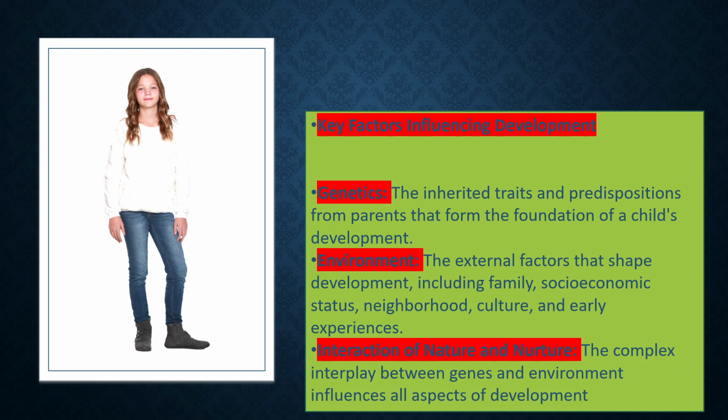Then the interaction of nature and nurture. So see, the complex interplay between genes and environment influences all aspects of development. So what it says is, the complex interplay between genes and environment influences all aspects of development. So you can see here the interplay between what? The two factors, that is genes and environment. Genes and environment are actually the main factors which influence all domains of development, like physical development, cognitive development, emotional development and social development.